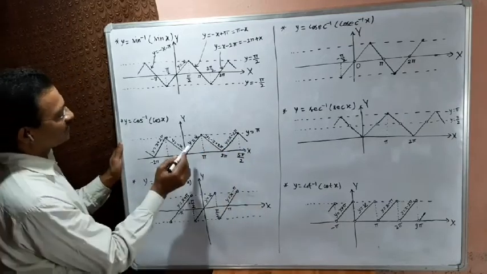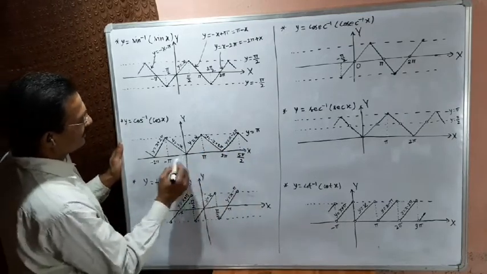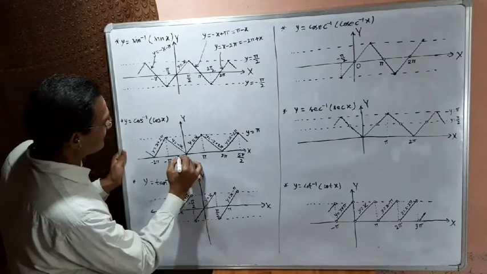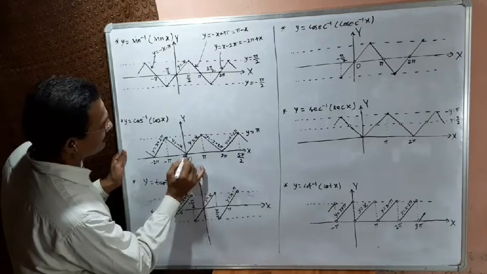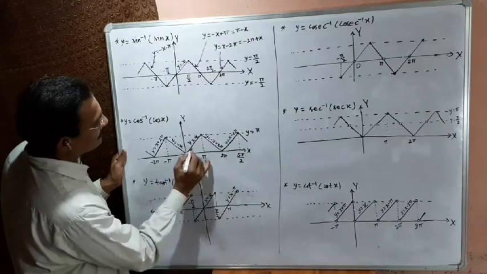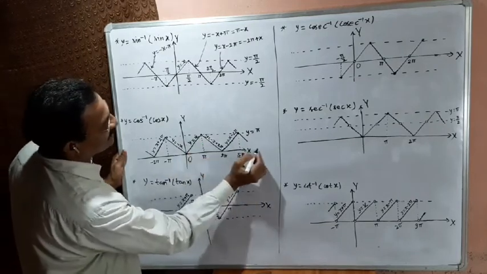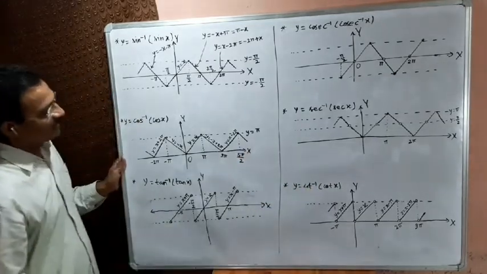And because cos x is periodic, the graph of this function will be the same everywhere as between 0 to 2 pi. If 0 to 2 pi is like this, then next like this, then like this, and so on.